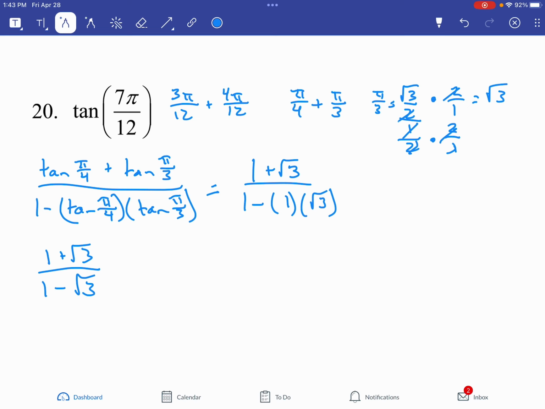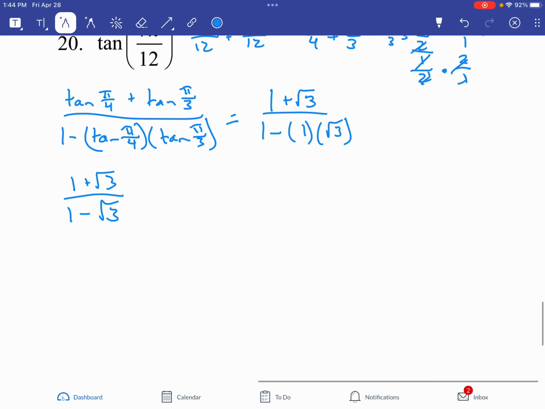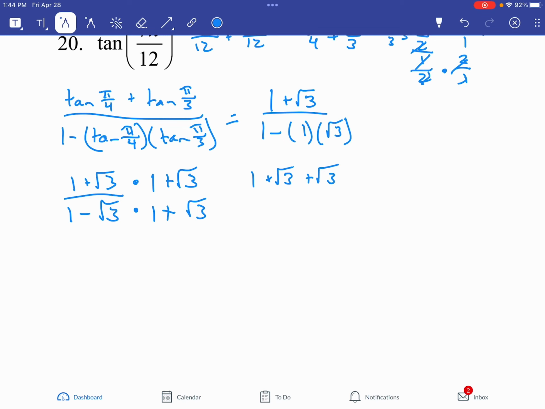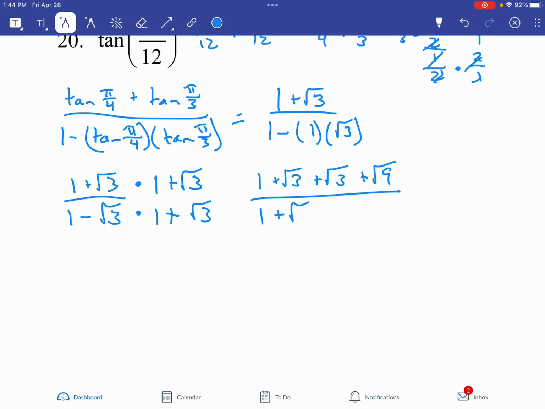Now the good news about this particular problem is we don't have to combine fractions like we did in the previous problem. We can skip right to the conjugate. Same terms as the bottom with a different sign between the terms. 1 times 1 is 1. 1 times root 3 is root 3. Root 3 times 1 is again root 3. And root 3 times root 3 is root 9. On the bottom, 1 times 1 is 1. 1 times root 3 is root 3. Negative root 3 times 1 is negative root 3. And negative root 3 times root 3 is negative root 9.